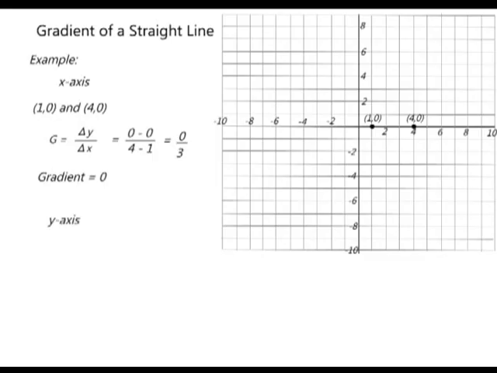What of the y-axis? We pick 2 points, (0, 2) and (0, 6). Gradient is equal to 6 minus 2 over 0 minus 0, which gives us 4 over 0. When a number is divided by 0, the answer is too large, we say it's infinite, and so the gradient of the y-axis is infinite.